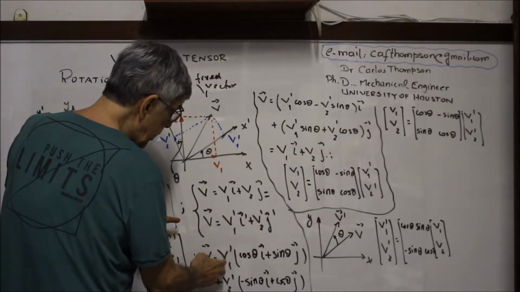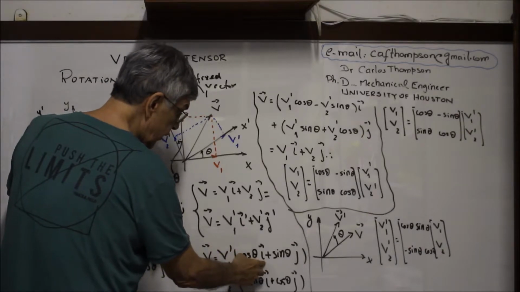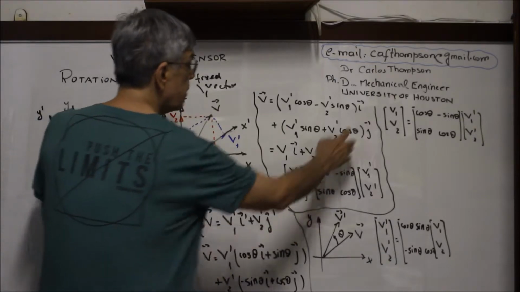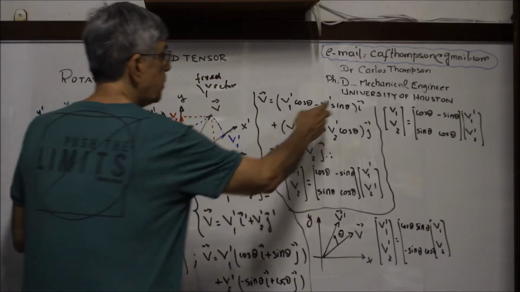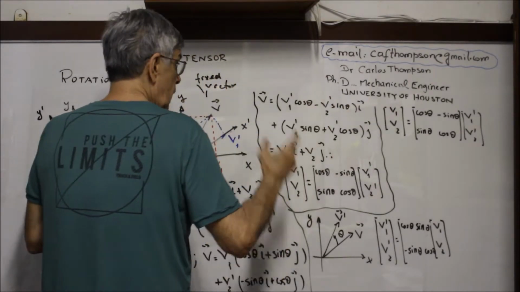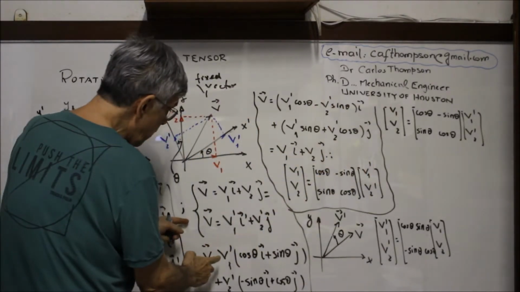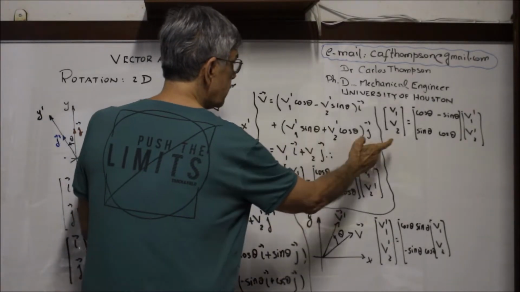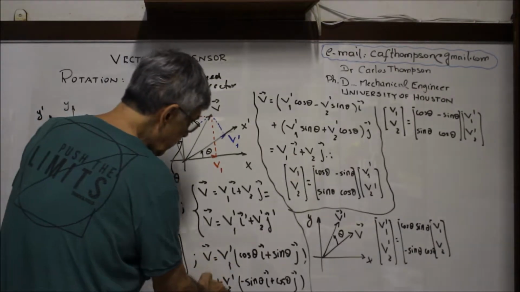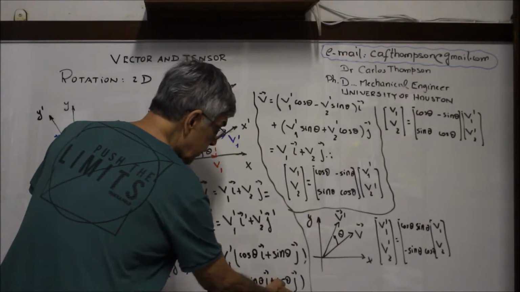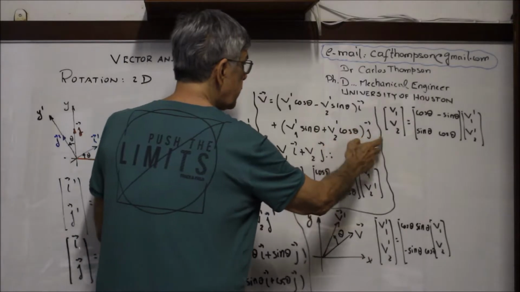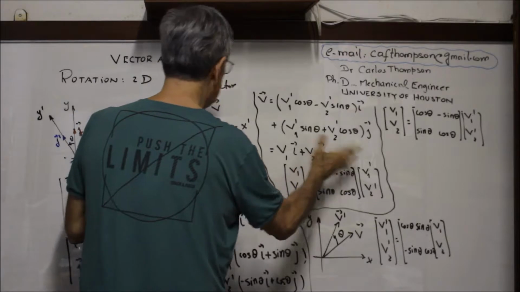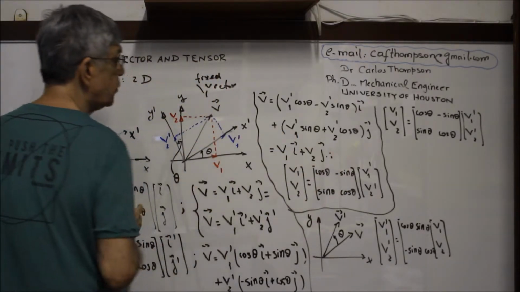You see, this is v1 prime, i, cosine theta i. This is minus v2 prime, sine theta i. So I put i here, multiplying both terms. Likewise, j: I have v1 prime sine theta j, and in this, v2 prime cosine theta j. But v is also v1 i plus v2 j.